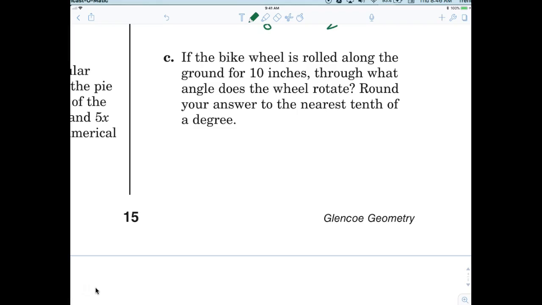Is 10 half of the circumference? You guys are killing me on that. Your mistake was you thought 20 was the what? Circumference. 20 is not the circumference. What is the circumference? 20 pi. Look, guys, look how simple this is. One circumference is what? 20 pi.